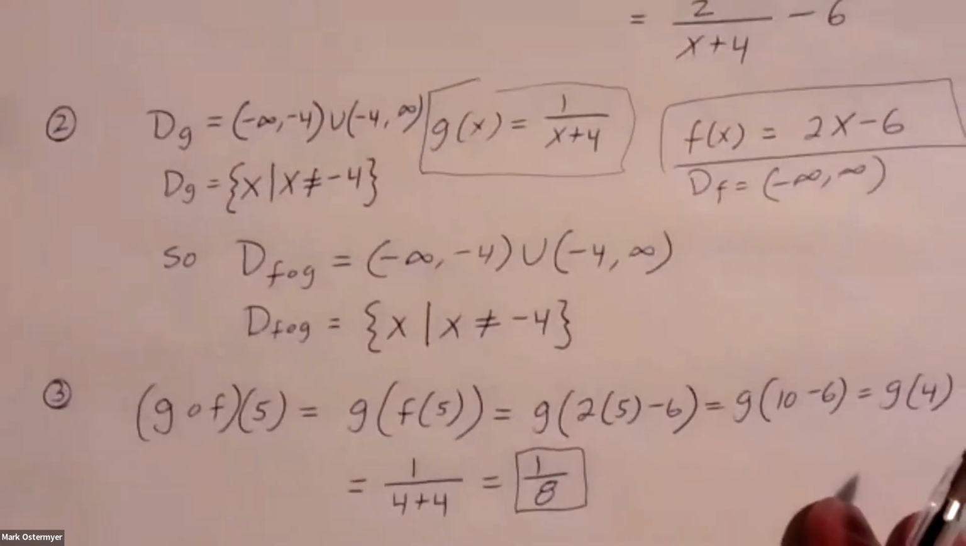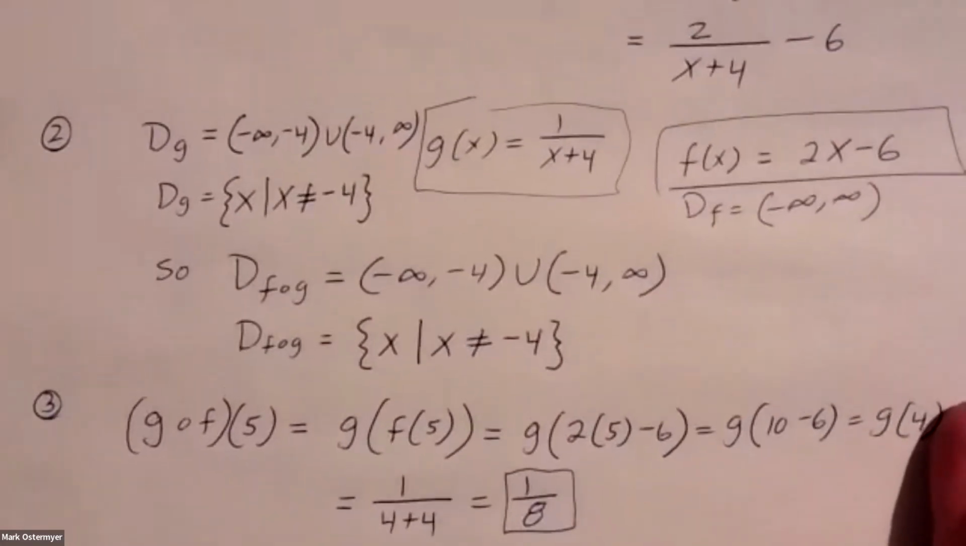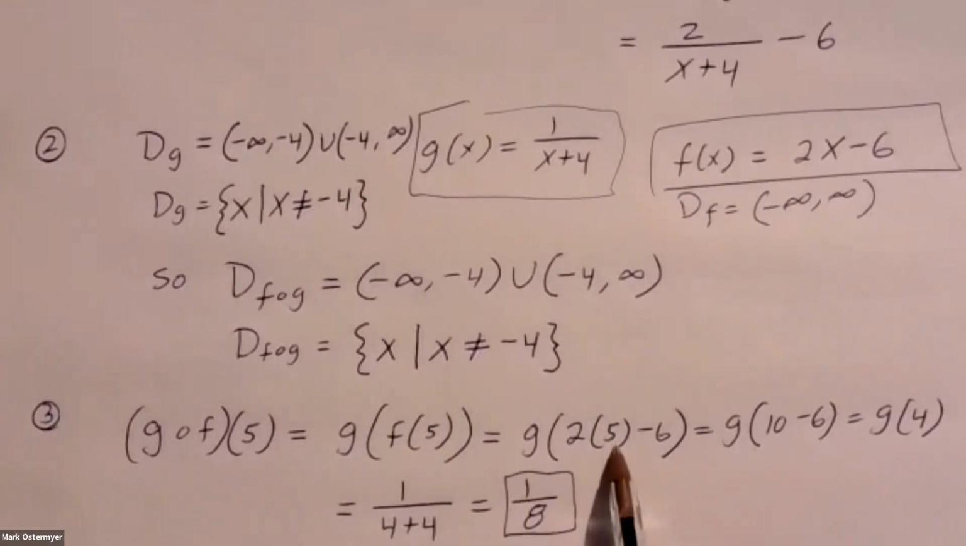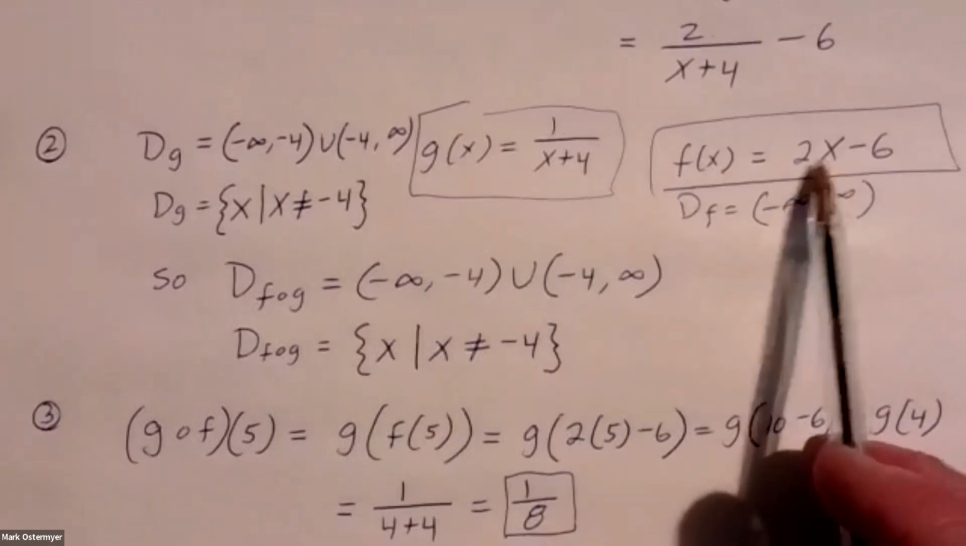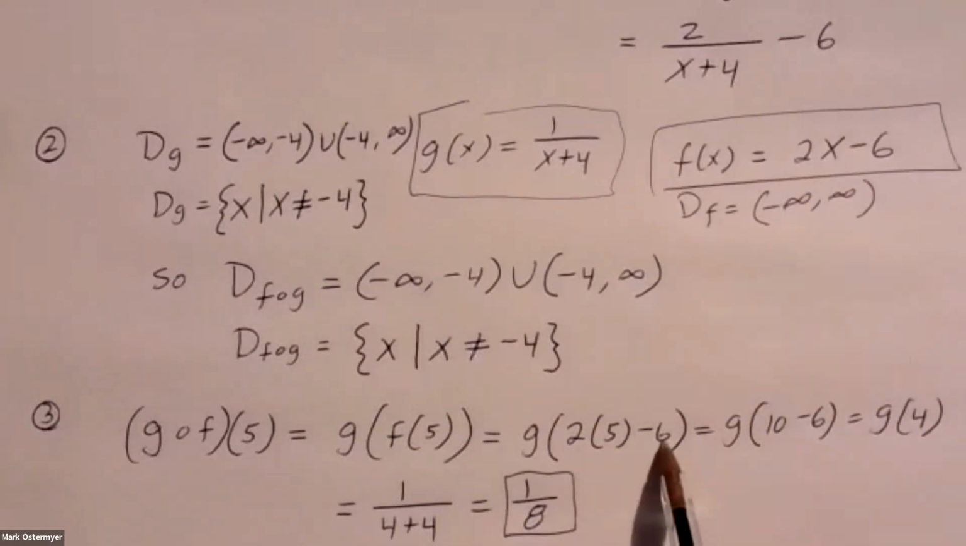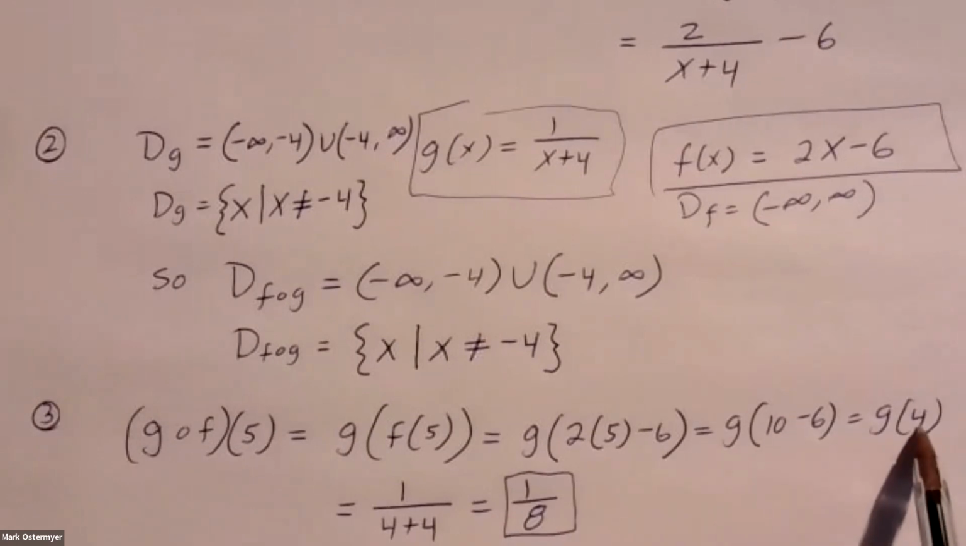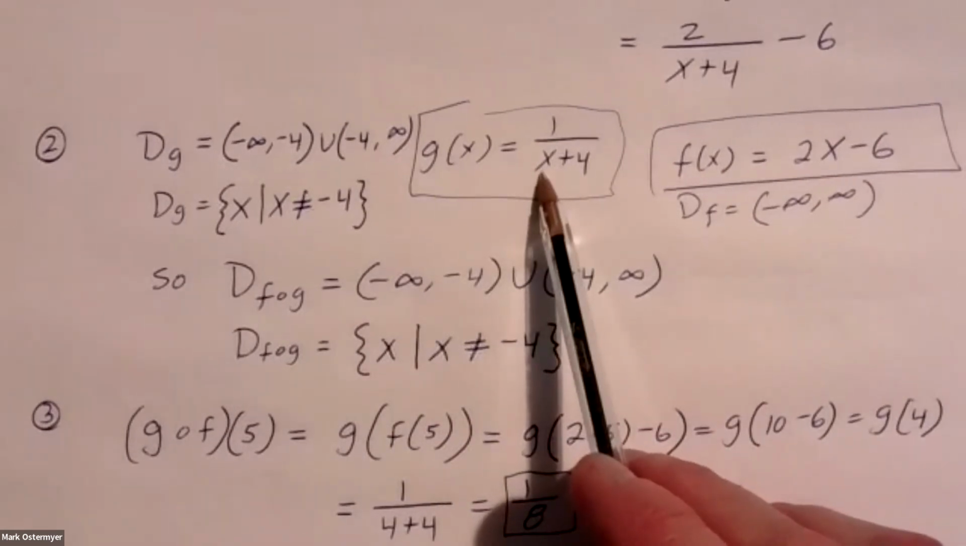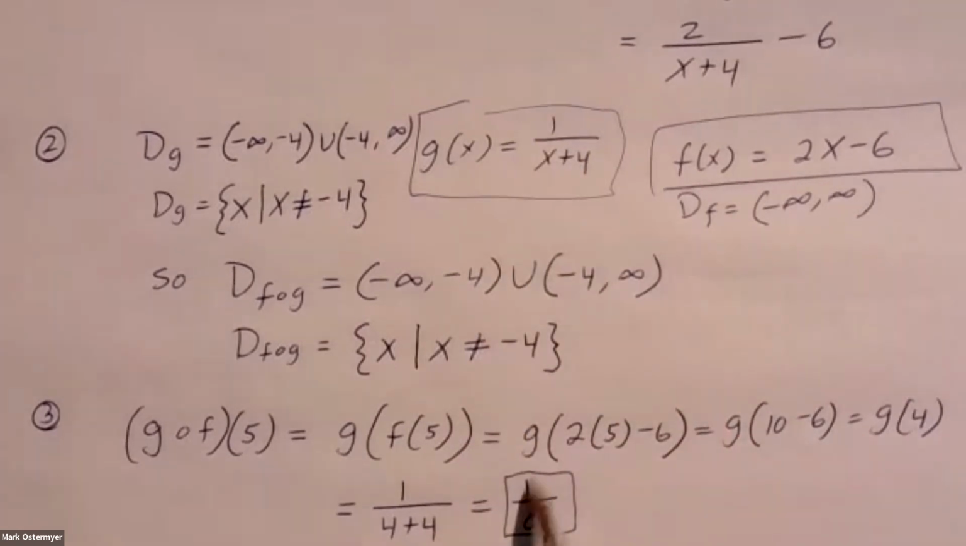And finally, this last problem here, G composed with F of 5 is going to be G of F of 5, which means first we put 5 into function F. 2 times 5 minus 6 is F of 5, which evaluates to 4. And then 4 becomes the input into function G, which means now you put 4 into function G right here for X. So G of 4 is 1/(4 plus 4), or 1/8. And that is G composed with F of 5.